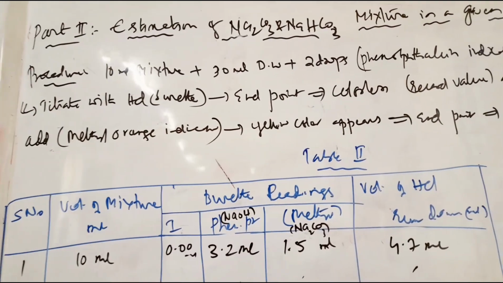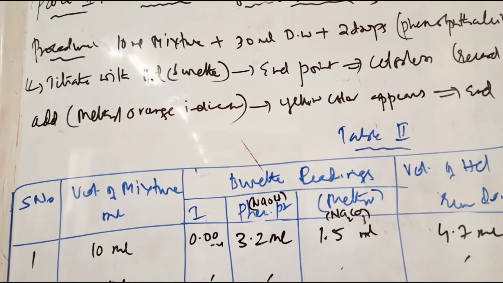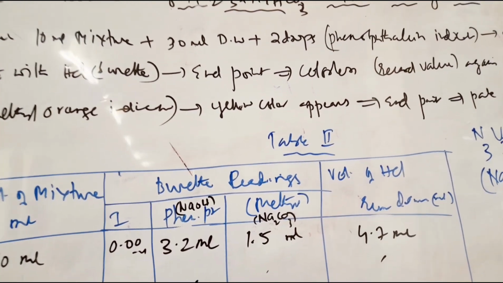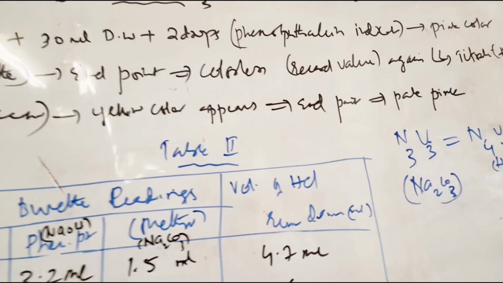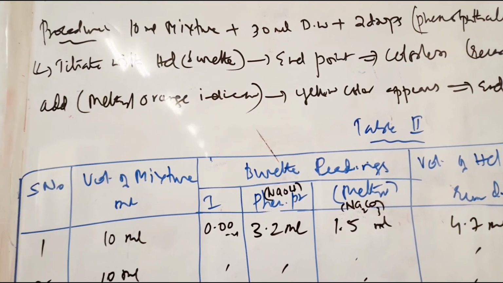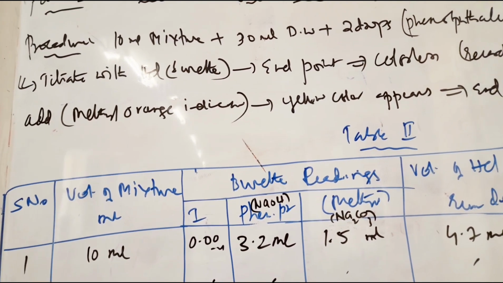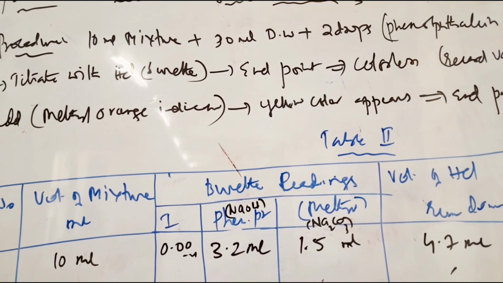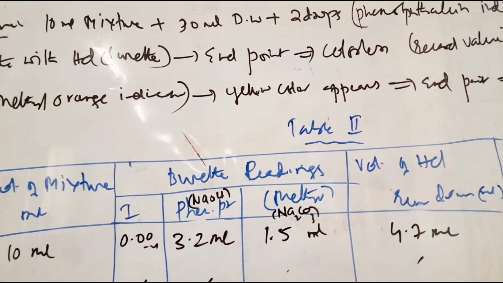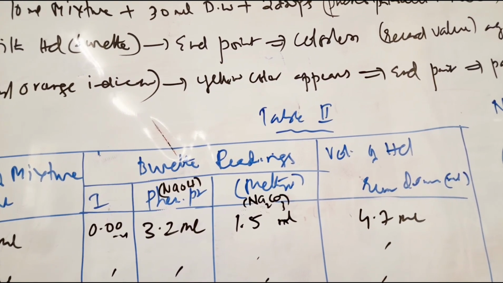So part 2 is estimation of sodium carbonate and sodium bicarbonate mixture in a given sample. Procedure: 10 ml of the mixture is taken, 30 ml of distilled water is added, and 2 drops of phenolphthalein indicator are added. We get a pink color after adding phenolphthalein. Then we titrate with HCl of known strength, 0.0564 normal, until we reach the endpoint, which is colorless. Pink changes to colorless; that is the first titer value for the sodium carbonate endpoint.